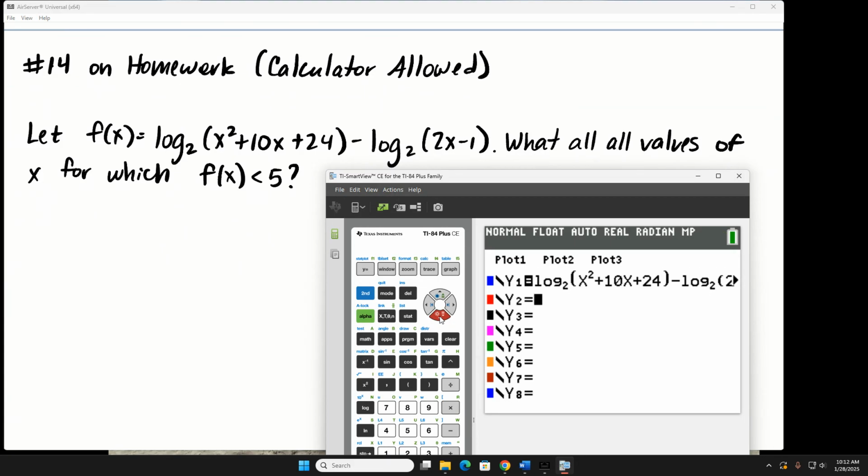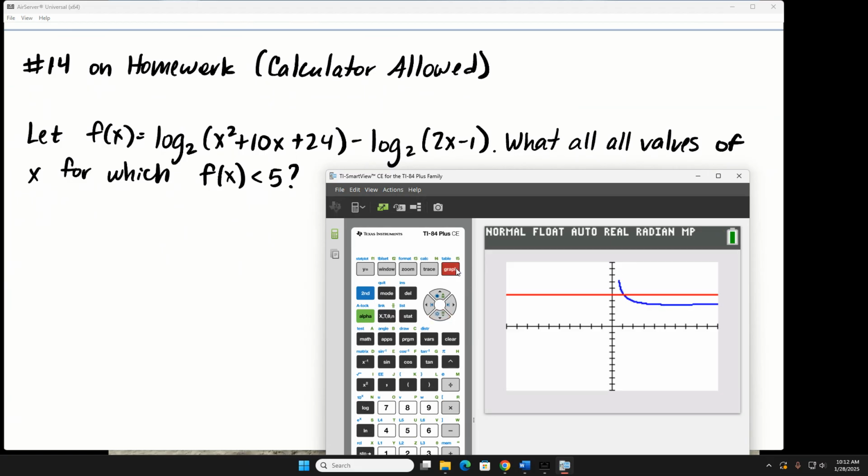Okay, so that's f. If I want to find when this is less than 5, what do you think I should put in for y2? Yeah. And then we'll look at the graph. All right, so you can see, basically it's going to be less than here.